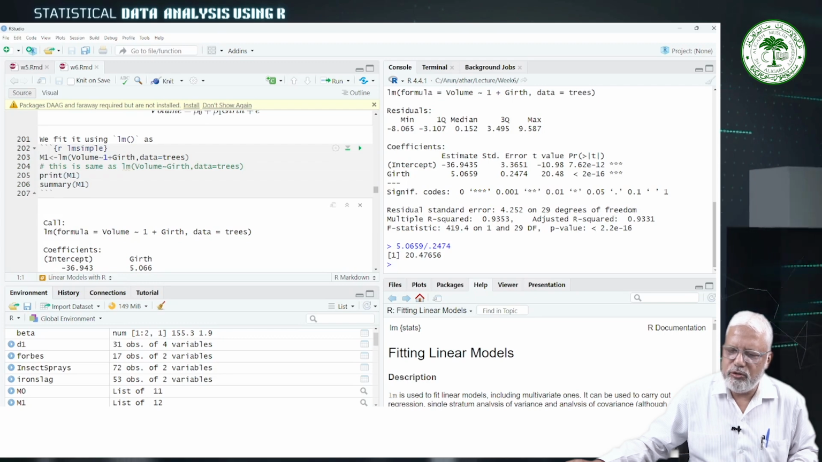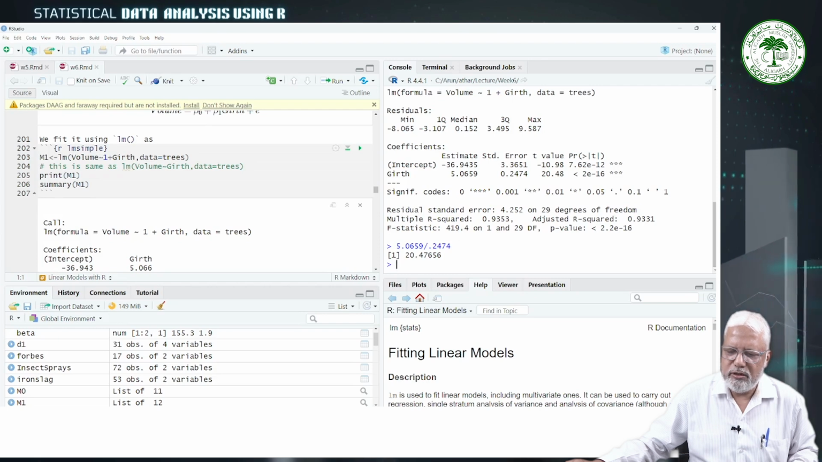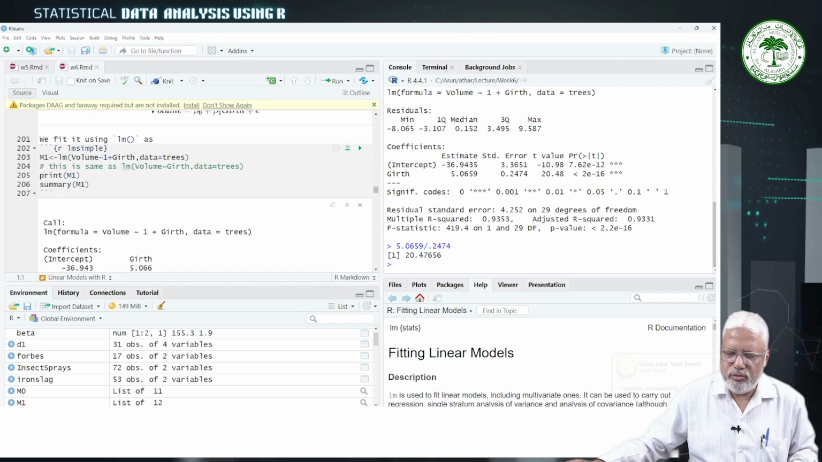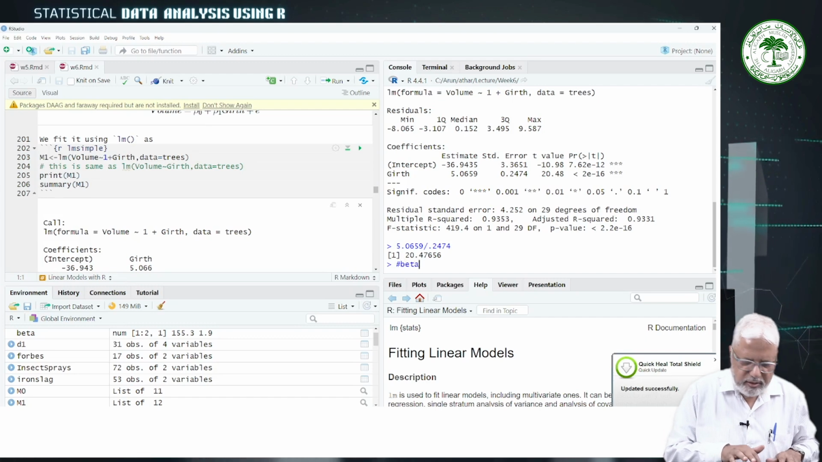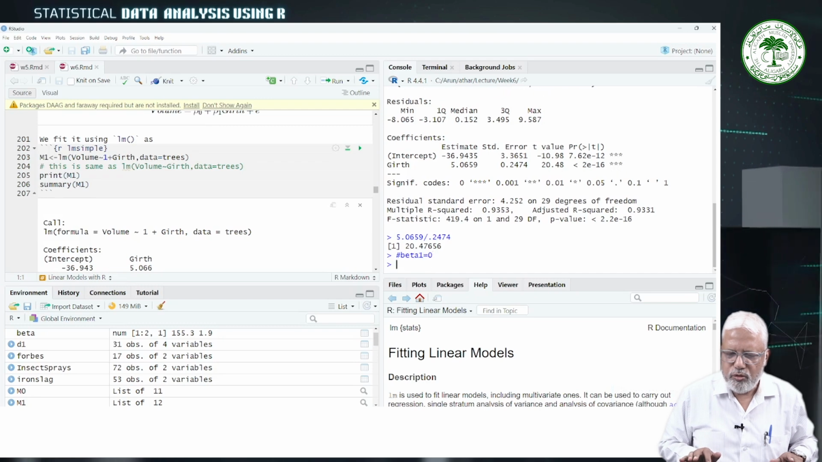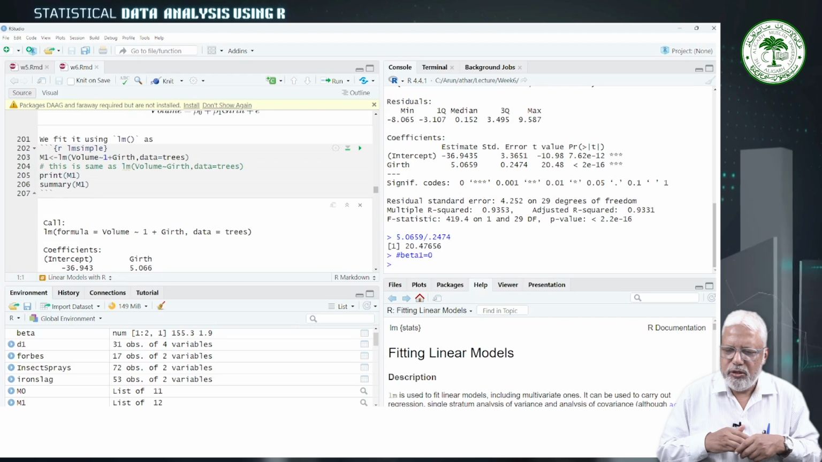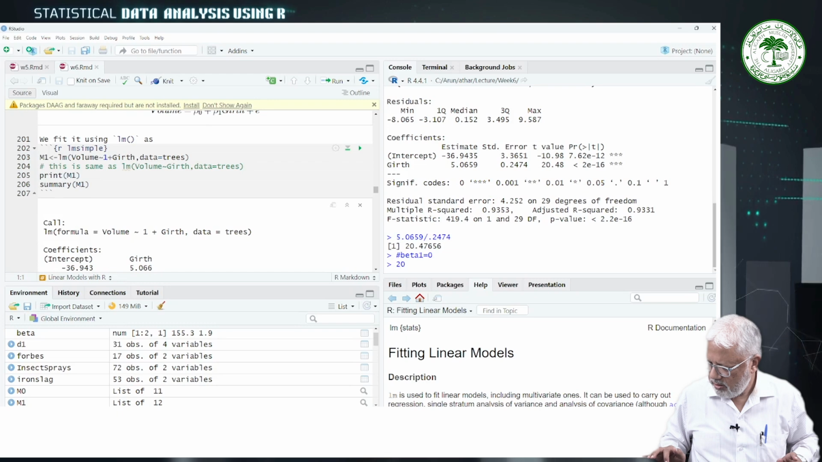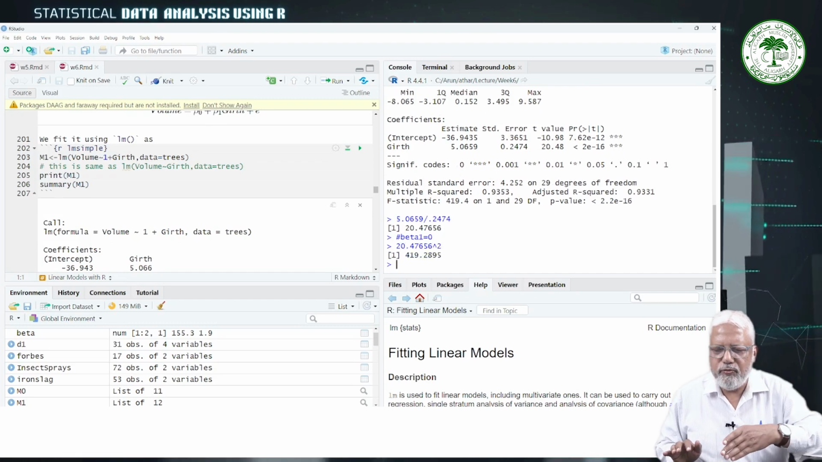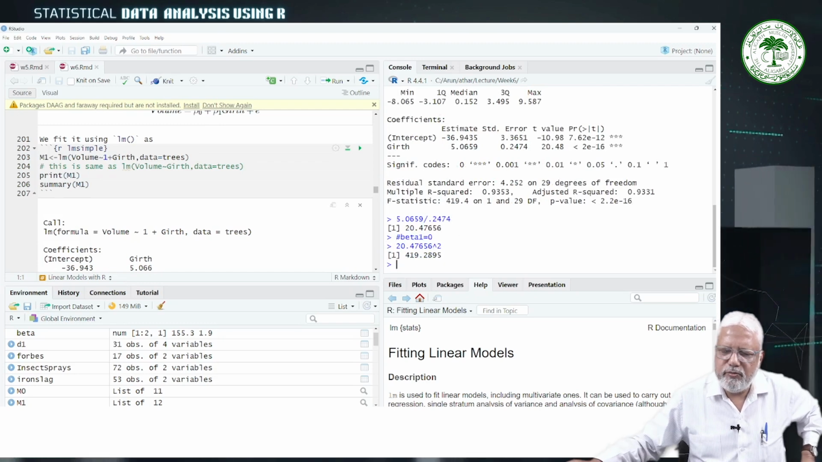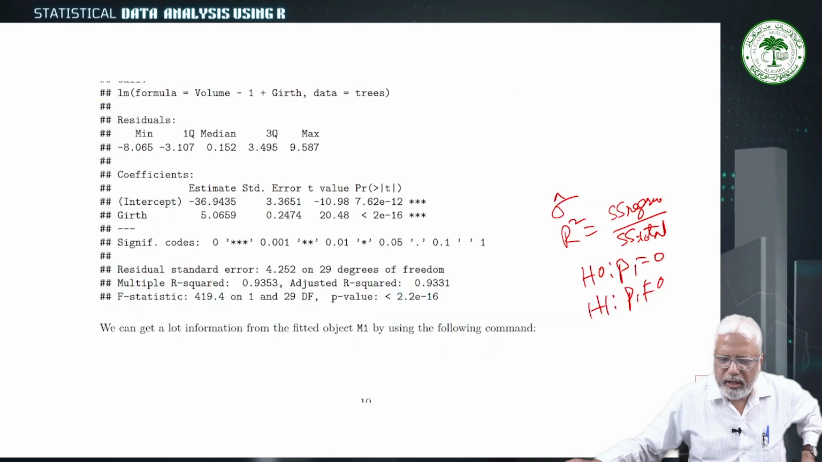So 93% variability could be explained by the model, and adjusted R square adjusts for the number of predictors, and the F statistic is actually 1400. I have already told you how we can test beta 1 equal to 0 versus beta 1 not equal to 0. It is the t statistic, and the square of t is nothing but the F statistic. So here, if you square 20.47656, you get 419.4, the F statistic. These are some of the interpretations of the R square and other values.